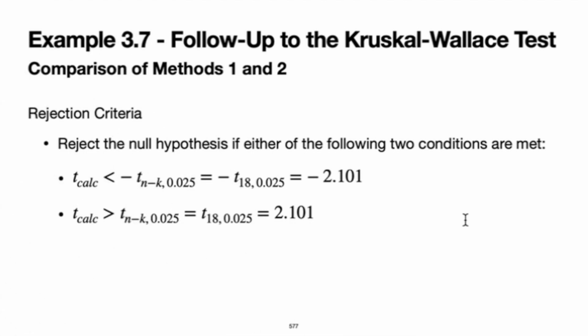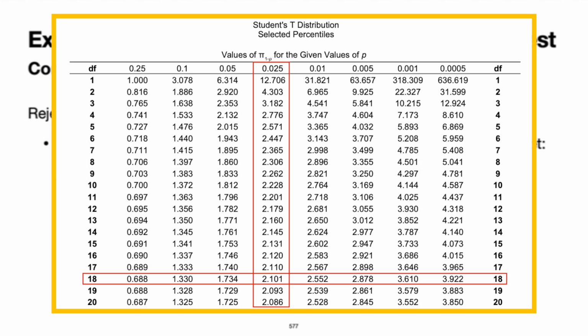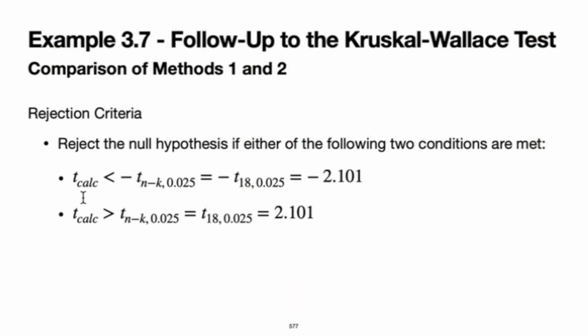Okay, the reference distribution is the t-distribution with 18 degrees of freedom. And if we look up the upper 2.5 percentage point of the t-distribution with 18 degrees of freedom, we see that that's equal to 2.101. So the lower critical point is negative 2.101, and the upper critical point is positive 2.101.